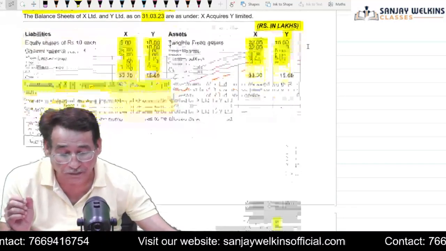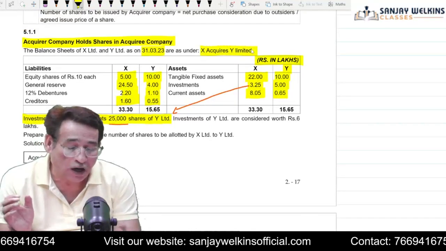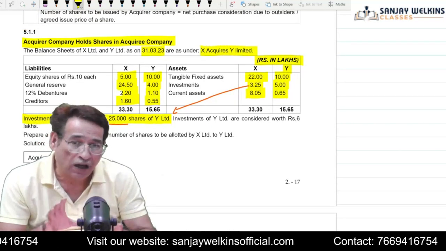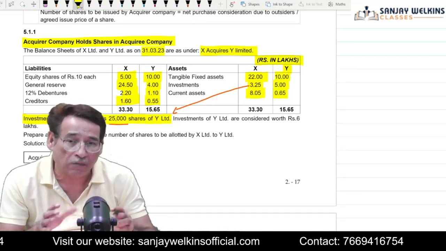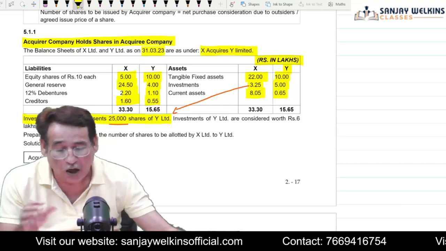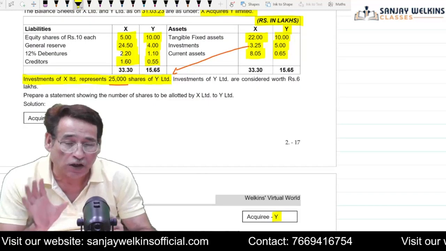Correct, number one. Further, it is written X Limited acquires Y Limited. X Limited is acquiring Y Limited, but X Limited is already having some investments in the Y Limited. That means they are already having some shares. Out of total number of 1 lakh shares, acquirer company is having 25,000 shares.